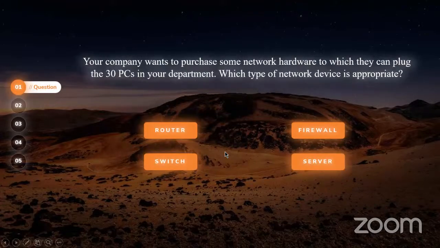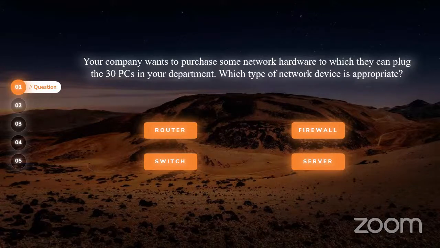So this is the question. Your company wants to purchase some network hardware to which they can plug 30 PCs in your department. Which type of network device is most appropriate? Switch. Okay. And they require a router also? First your task is to connect 30 PCs. That's it. After that, we will see what exactly needs to be done. So only switches are required.